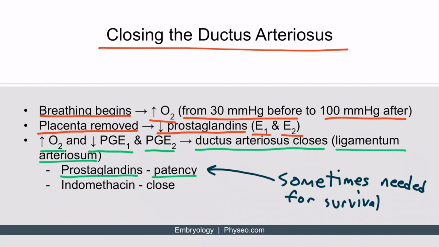Likewise, if the ductus arteriosus stays open and you're trying to close it, you can give the newborn indomethacin. Indomethacin is an NSAID that blocks the production of prostaglandins, so it will help it close.